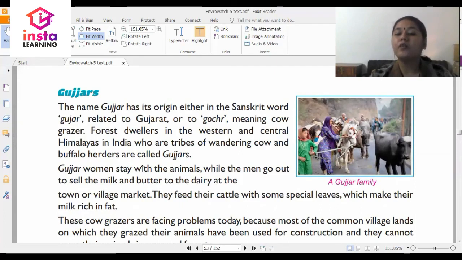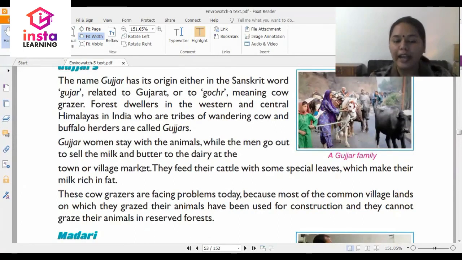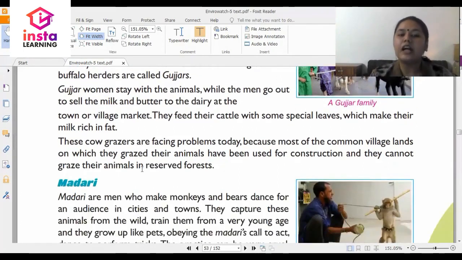They feed their cattle with some special leaves which make them rich and fat. These cow grazers are facing problems today because most of the common villagers' lands on which they grazed have been used for construction. Remember, in the previous chapter number 7 we read about forests, how forests are depleting, or the area of grazing for animals is decreasing because man is using most of the land for construction activities.